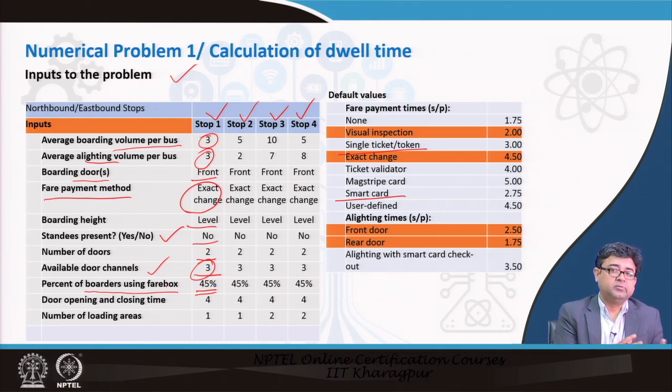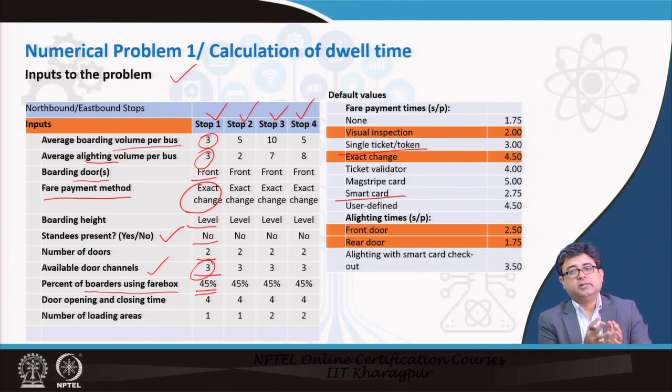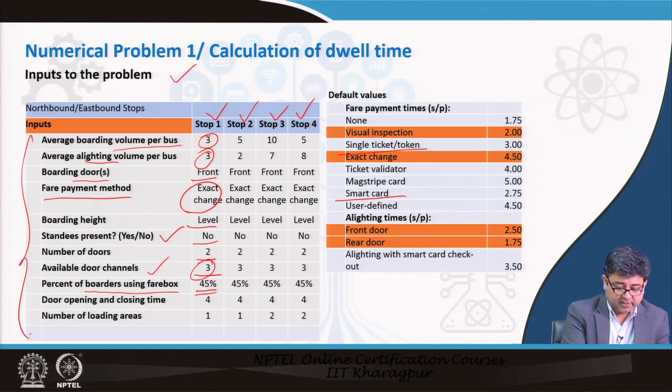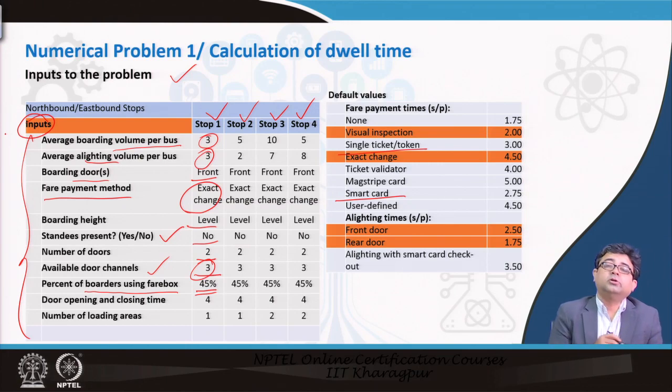So, you remember what is a dwelling time? Dwelling time is the amount of time a bus is stationary at a stop to pick up and drop off passengers, right. So, all of these factors that we are talking about go into the calculation. They are all inputs. They go into the calculation of the dwelling time.